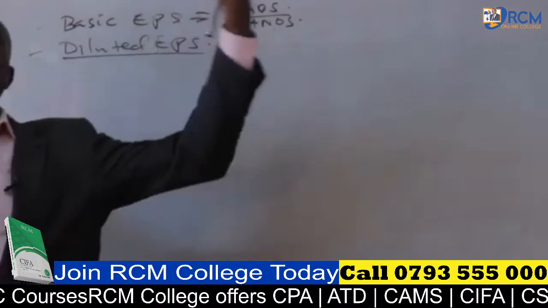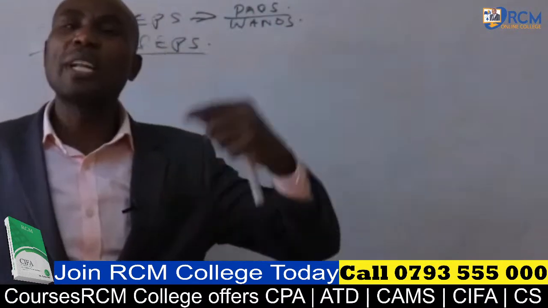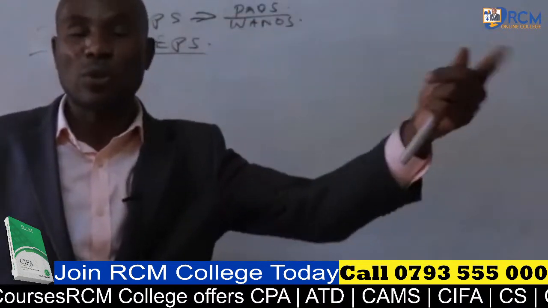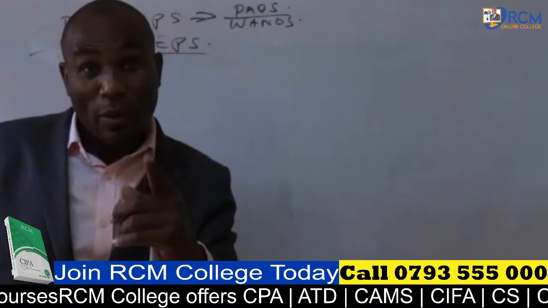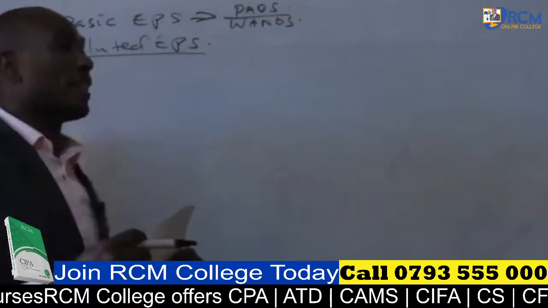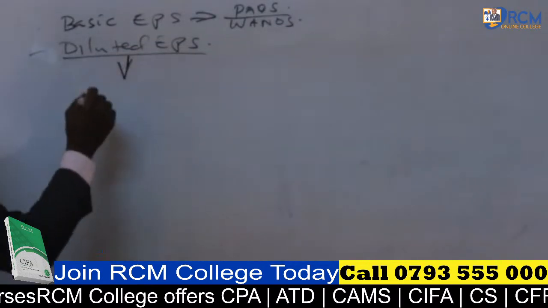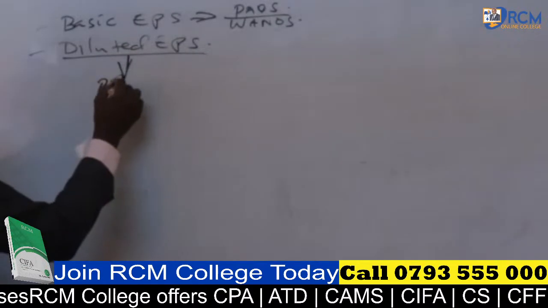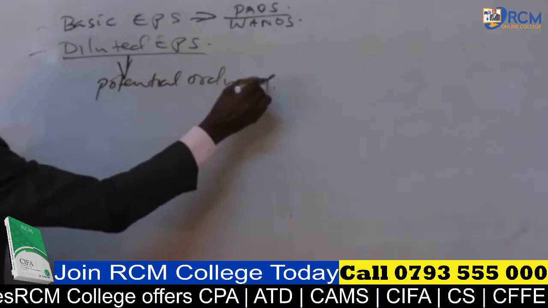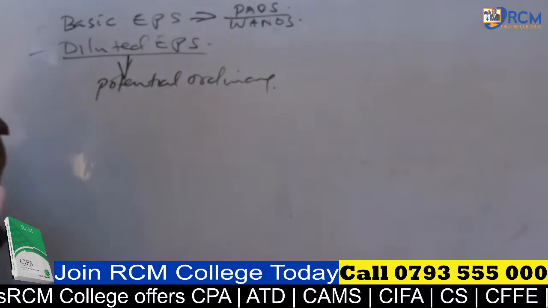Then diluted EPS is the futuristic EPS. How will our EPS, this basic that we have, look in future? I believe we are okay up to there. Therefore, here for diluted, we use potential ordinary shares. We are going to check on potential ordinary shares.